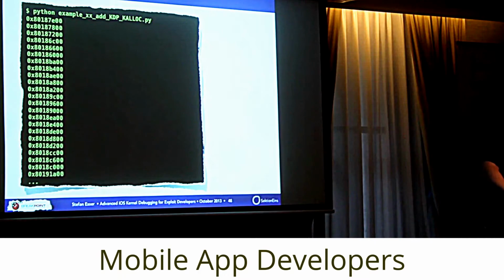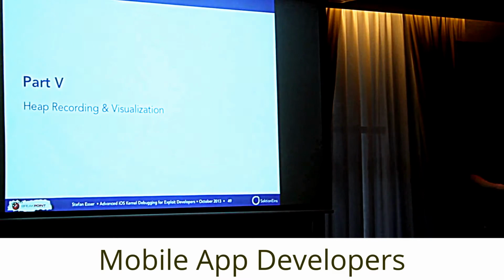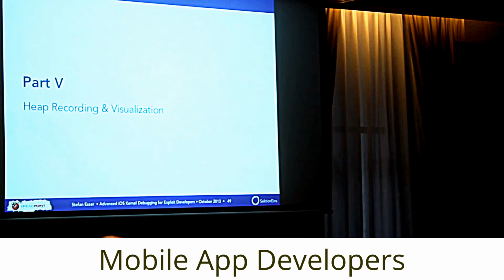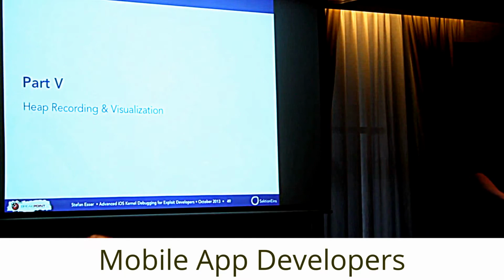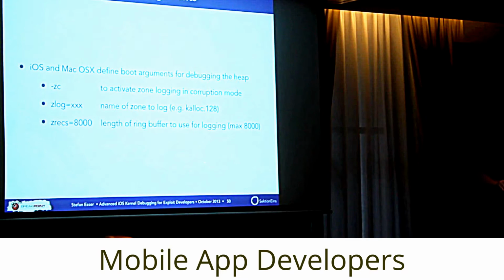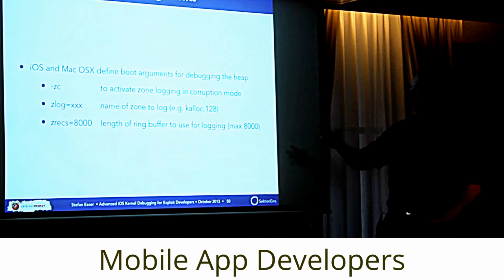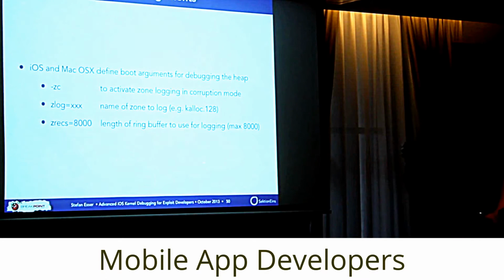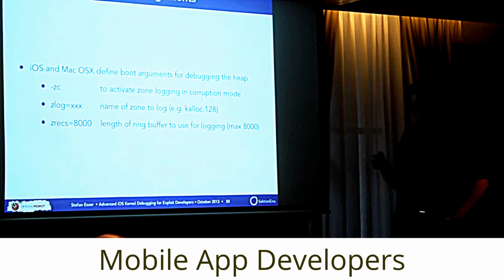Okay, so before I run out of time, let's come to the last and maybe most powerful thing for kernel exploit developers. It's kernel heap recording and visualization. macOS and iOS both give you the opportunity to use debug boot arguments that are already existing in the kernel. In this case, they're actually more, but these are the ones we use. We have the ZC, which activates zone logging in corruption mode. There's another mode for detecting leakage, but for exploit development, we are interested in corruption mode.